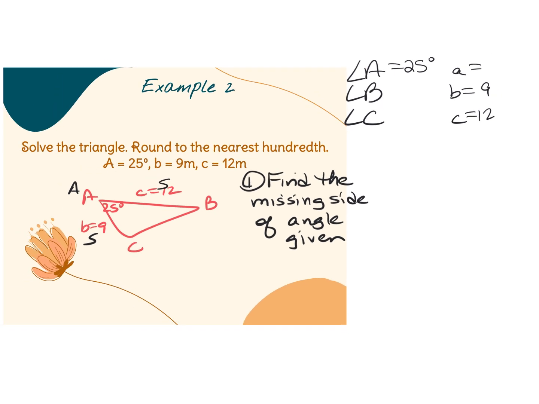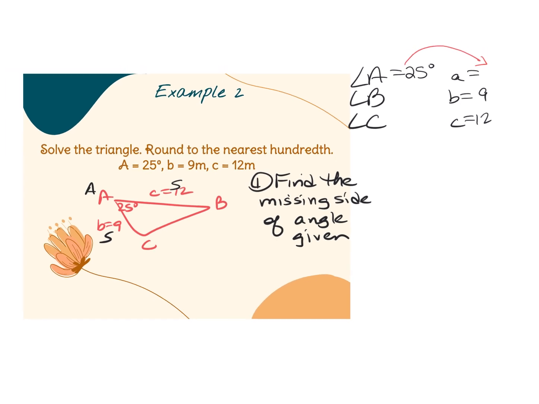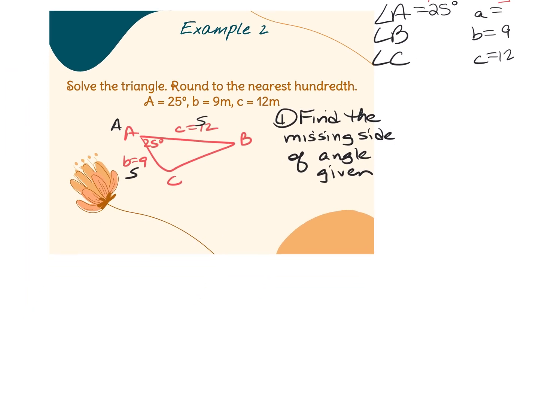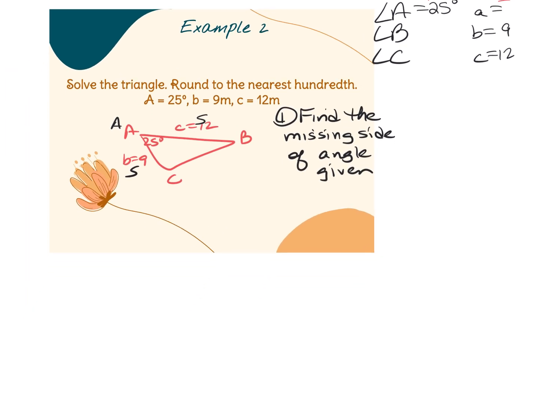All right, so what I'm looking for first is this missing side of the angle that's given to me. That's my first step, and I'm using law of cosines. The formula I'm using, because I'm looking for side A, is A squared equals B squared plus C squared minus 2BC cosine A. So now I just fill in my numbers.